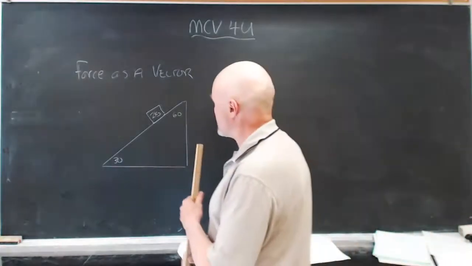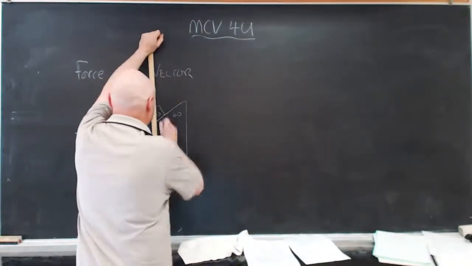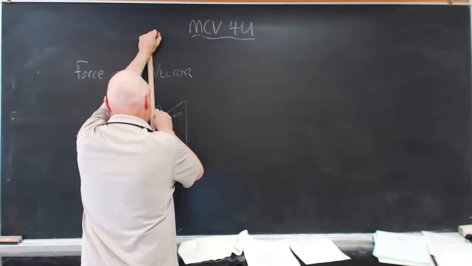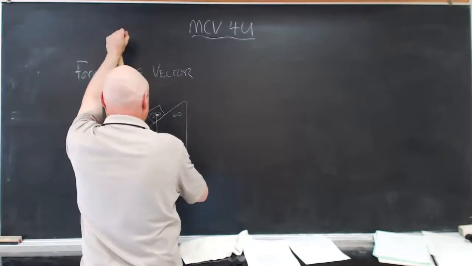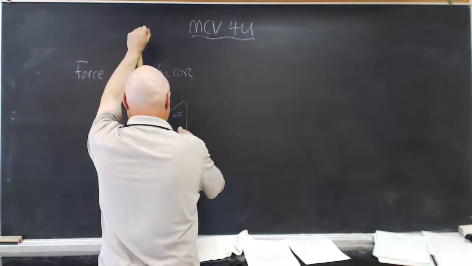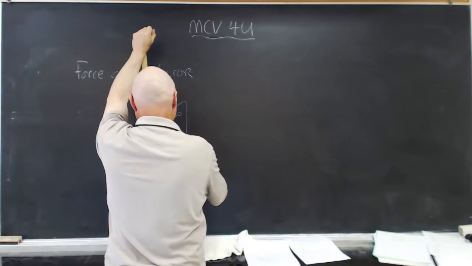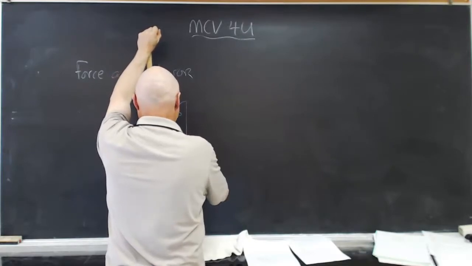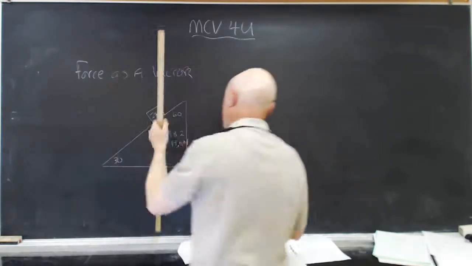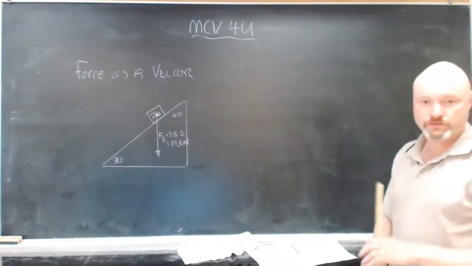Okay, what's the size of this vector that's going straight toward the ground? Who can tell me that? Nine point eight times two, that's right. And so it's 19.6 newtons.